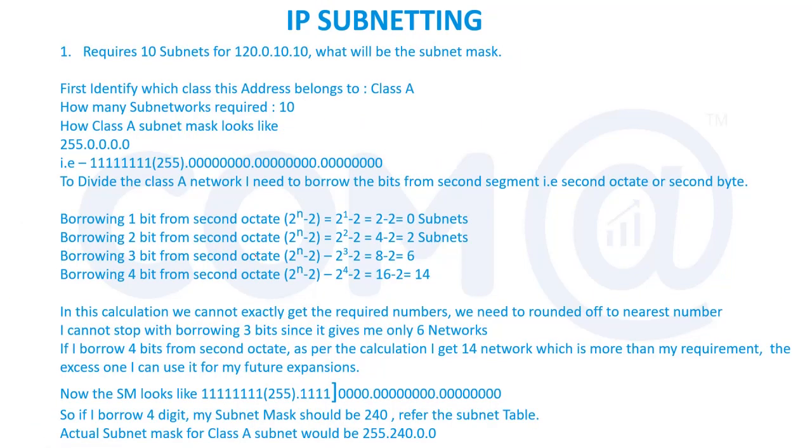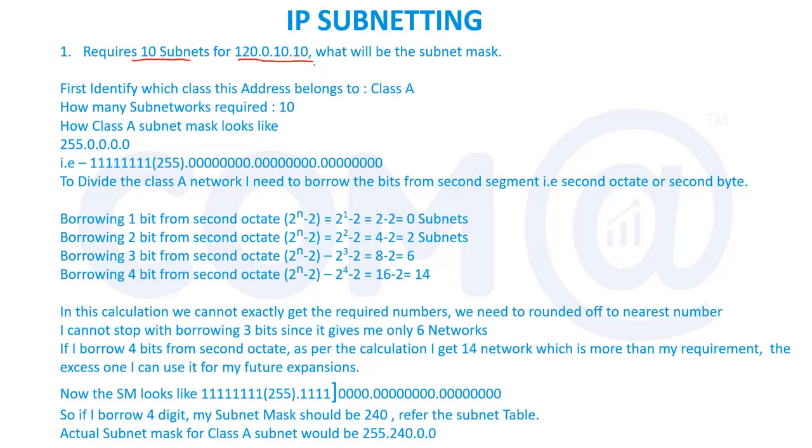Let me take some examples for building the subnetting, making the understanding very clear. So the requirement is like this. I want 10 subnets for the segment. The IP address is provided here. For this particular network, I want 10 subnets.